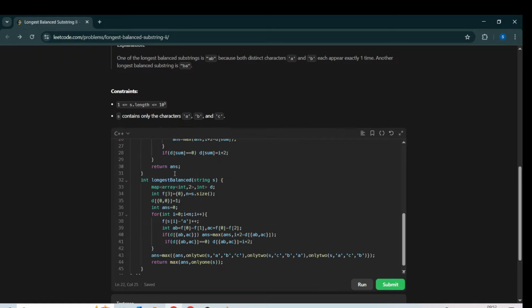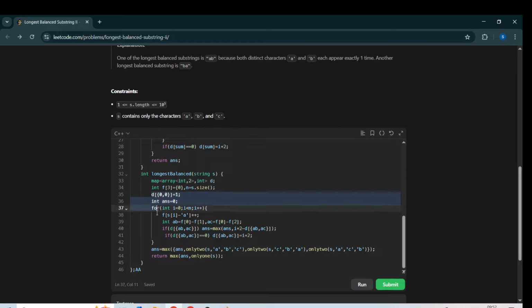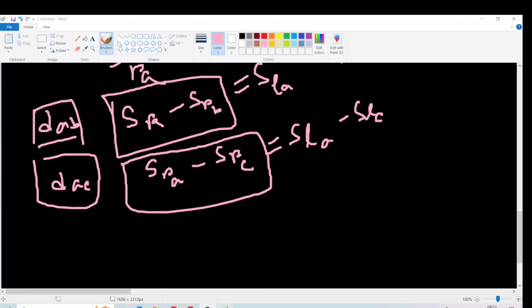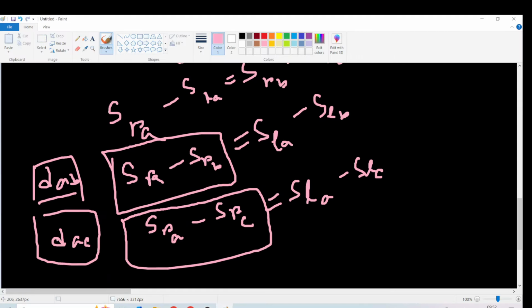Now this longest balance part is for all the three characters, when all the three characters are present. So we are setting d of 0 0 as 1. So what do the two variables in the pair represent? The first one represents d of AB, and the second value represents d of AC.